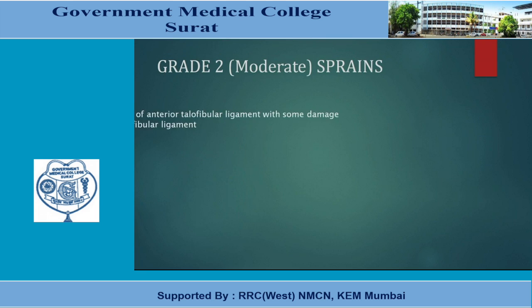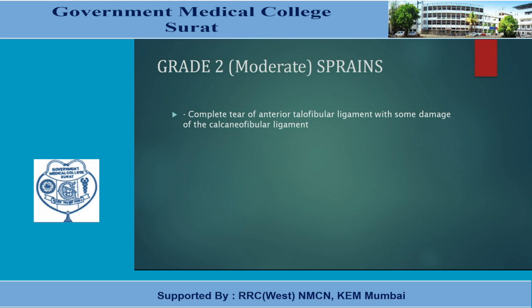If there is a grade 2, there is a complete tear of the anterior talofibular ligament. In grade 1, there is a mild stretching or mild partial tear of the anterior talofibular ligament. Some damage of the calcaneofibular ligament is in type 2, moderate sprain. So laxity: if the ligament is damaged, then the joint might be lax.